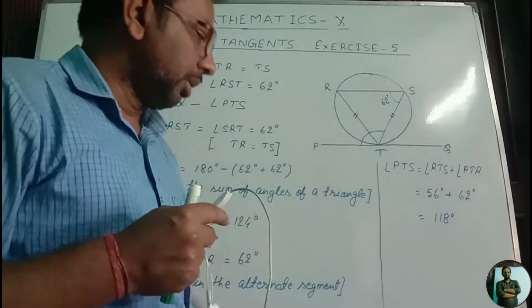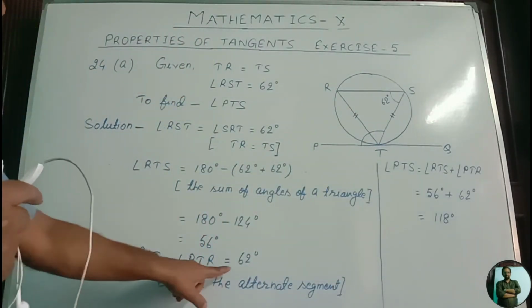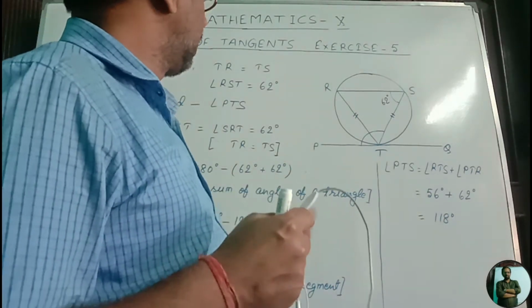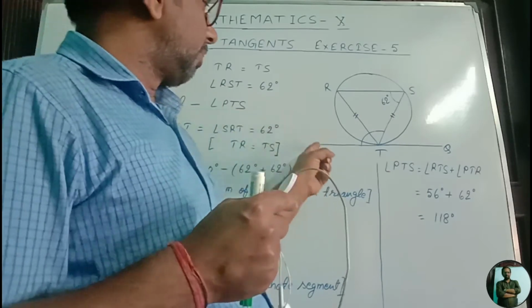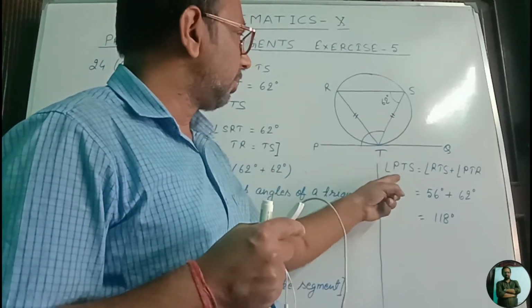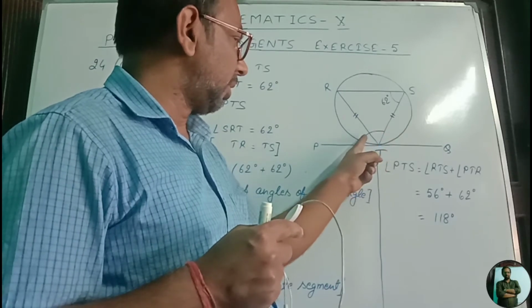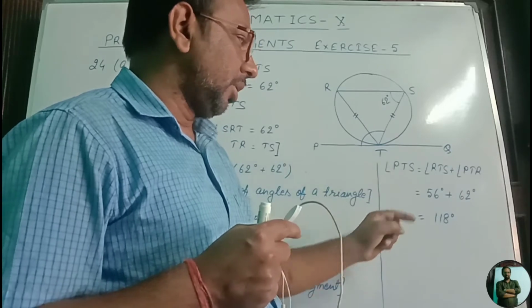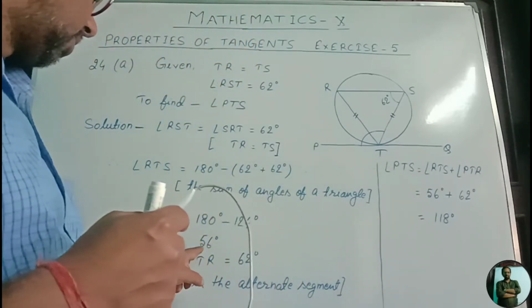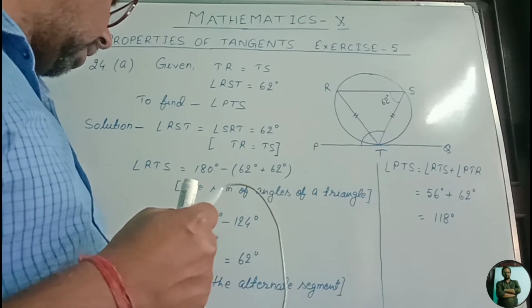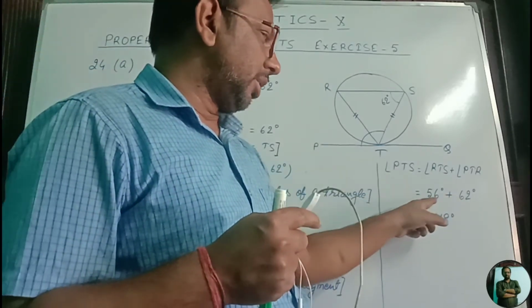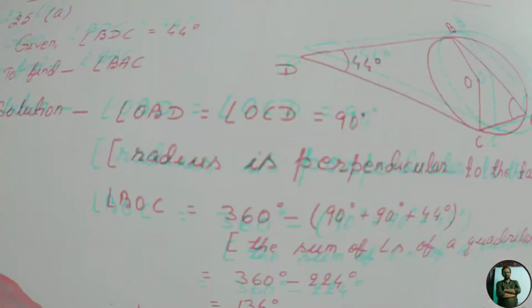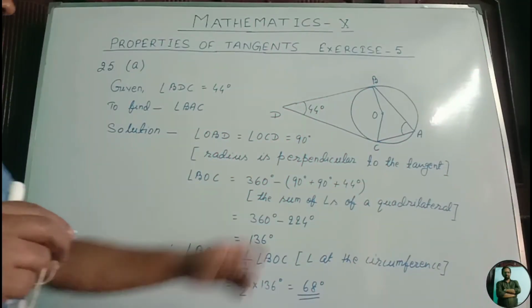So these two angles will be equal. I have written here RST equal to PTR equal to 62 degree. Reason is angle in the alternate segment. Now we are asked to find PTS. Angle PTS equals angle RTS plus angle PTR, that is, this angle plus this angle. If you add these two angles, we will get PTS. So RTS we have, that is 56 degree, and PTR I have got 62 degree. I have added these two and I got the result 118 degree. That is the answer.